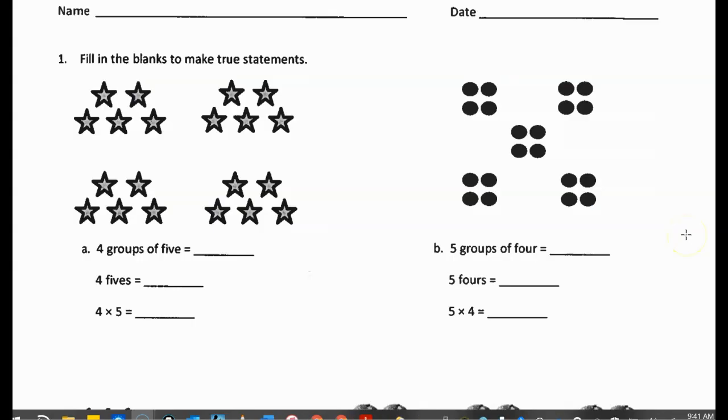All right, this is page 3 from your multiplication packet. It says fill in the blanks to make true statements. So I have 5 groups of 5, or 4 5s, or 5 times 4. They want to know what's the total. So how many stars do I have total?